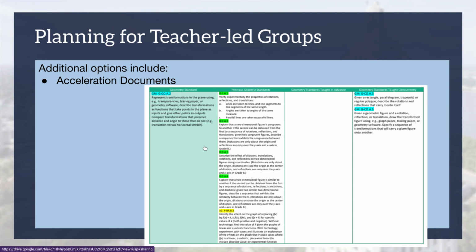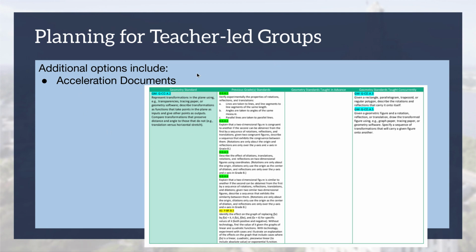So planning for teacher-led groups. One great resource that you could utilize for planning for teacher-led groups, so we're talking about our small groups, and one of the small groups can be teacher-led. So what you could do is use the acceleration document. So I'm showing you the acceleration document.